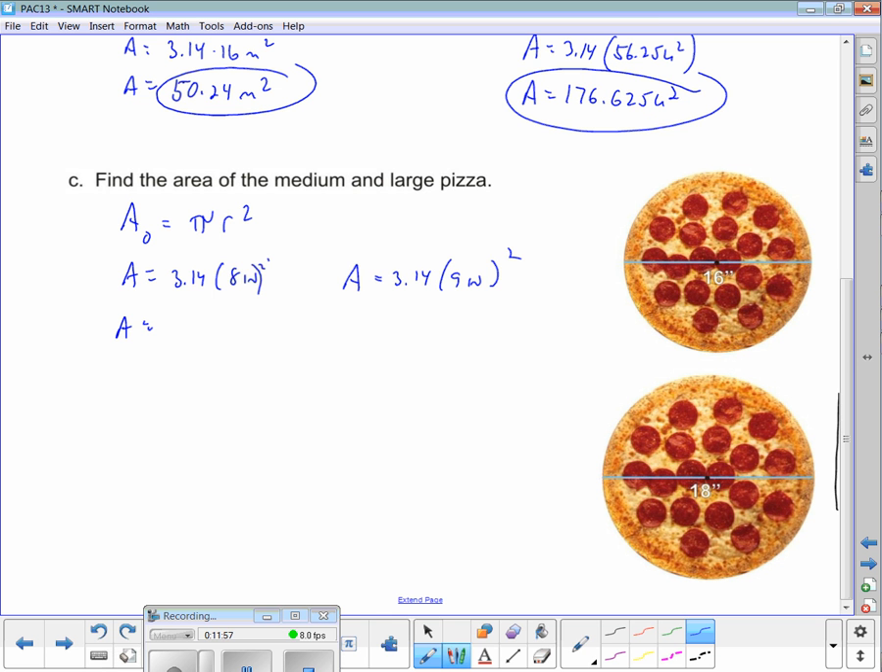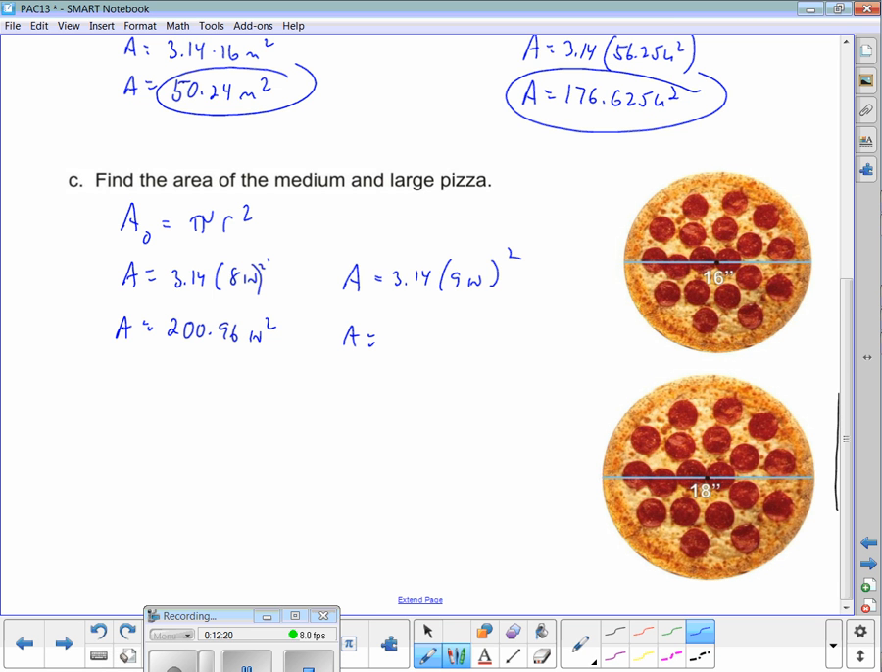All right, so somebody from the first 2 rows, raise your hand. Tell me what you got for your area. Kyle, what do you got? 200.96 inches squared. Anybody in row 1 or 2 concur with that? You agree? Okay, sounds good. So about 201 square inches of pizza for our 16-inch.